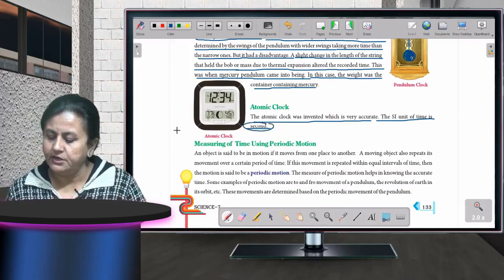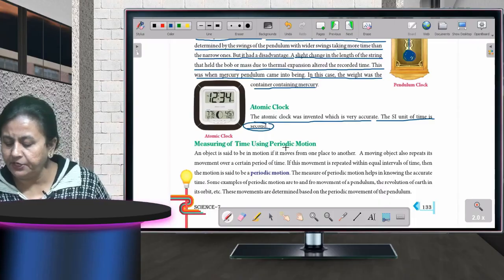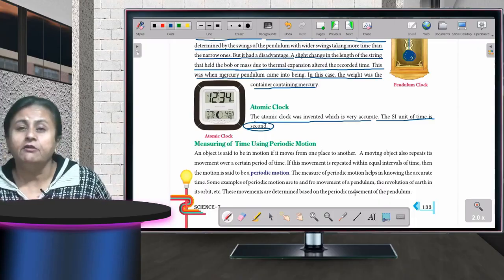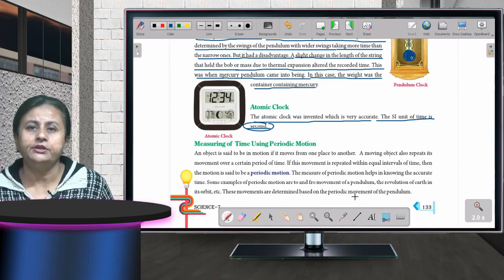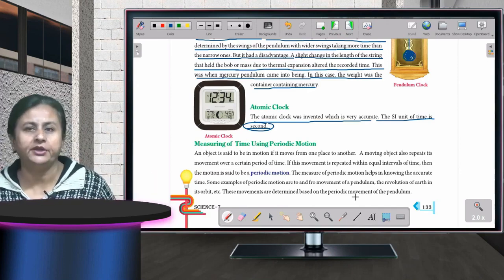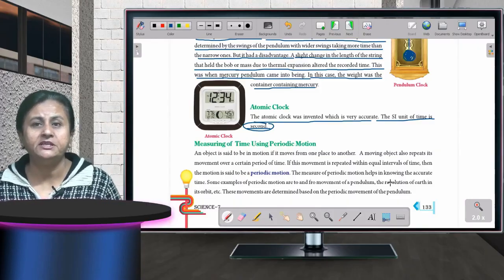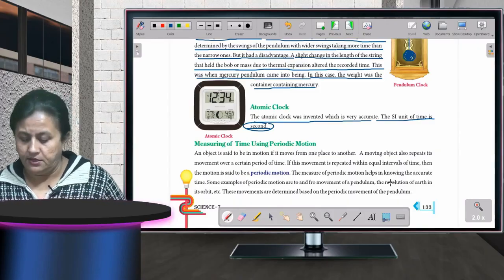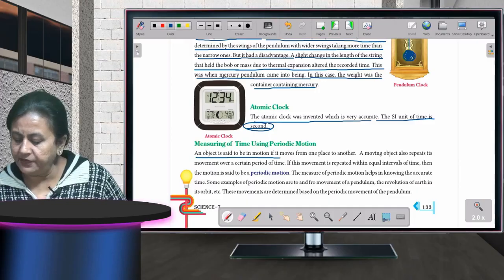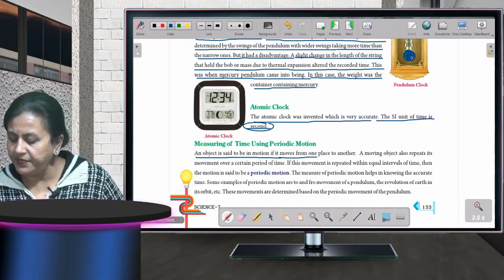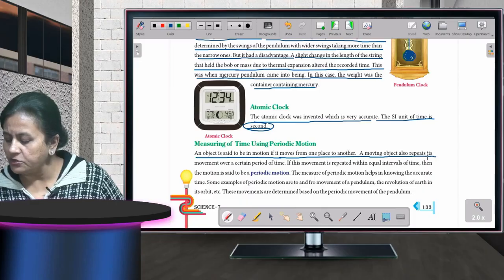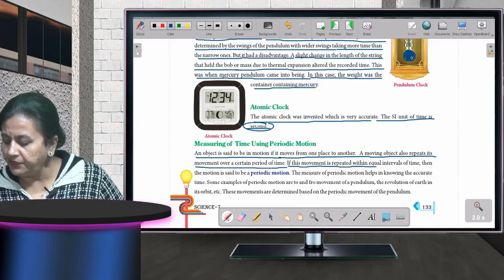Fine children. Now, measuring of time using periodic motion. Okay. First of all, let me tell you what motion is. Motion means moving of a body. I'm teaching you right now and I'm standing still. I'm not moving. That means I'm not in motion. Okay. An object is said to be in motion if it moves from one place to another. A moving object also repeats its movement over a certain period of time. If this movement is repeated within equal intervals of time, then the motion is said to be a periodic motion.